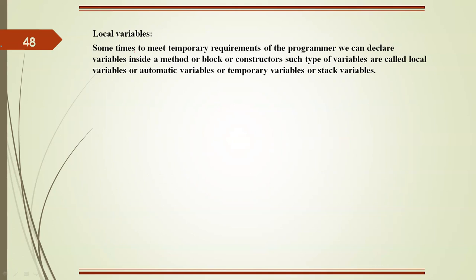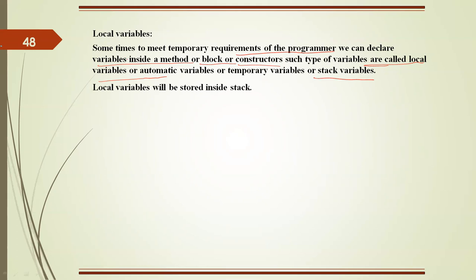Sometimes, to meet a temporary requirement of the programmer, we can declare a variable inside a method, block, or constructor. Such types of variables are called local variables, automatic variables, or stack variables. Local variables will be stored inside the stack.